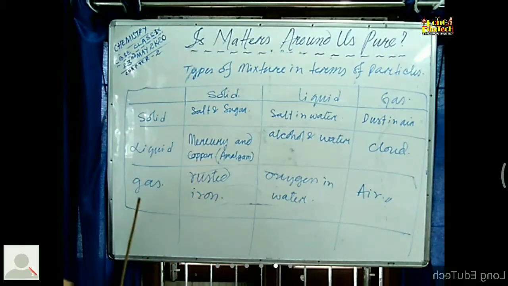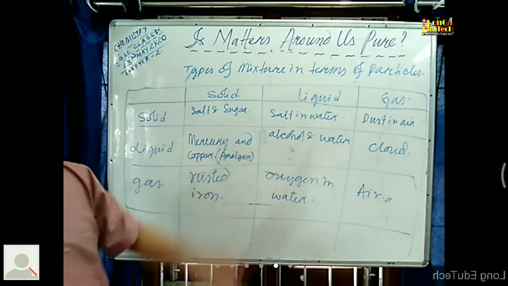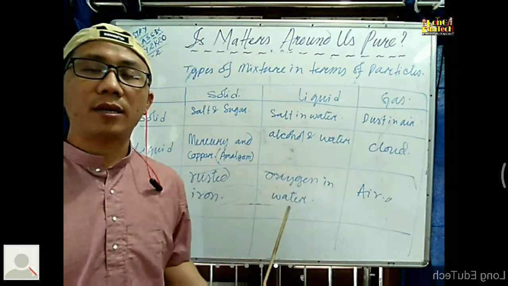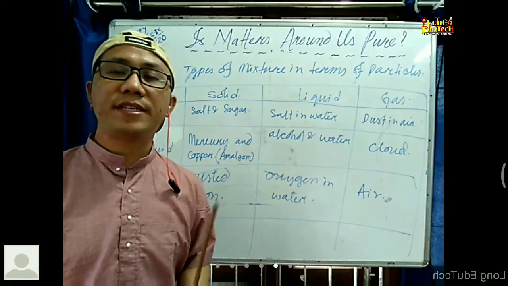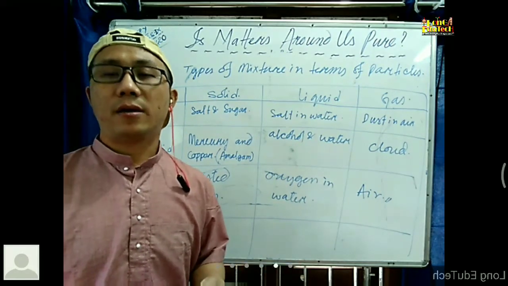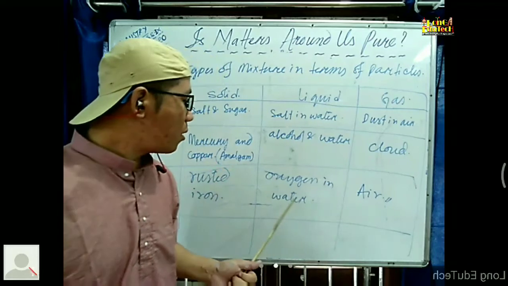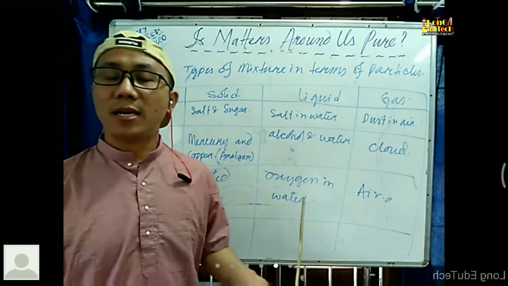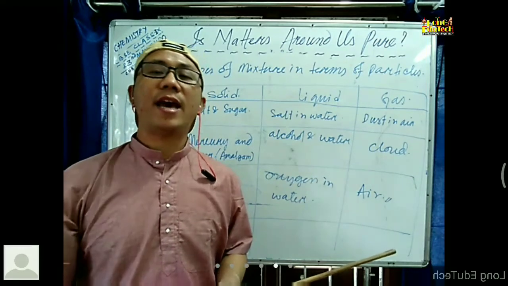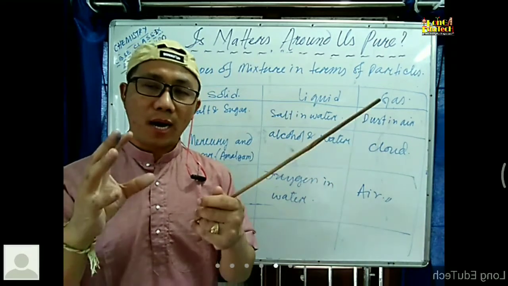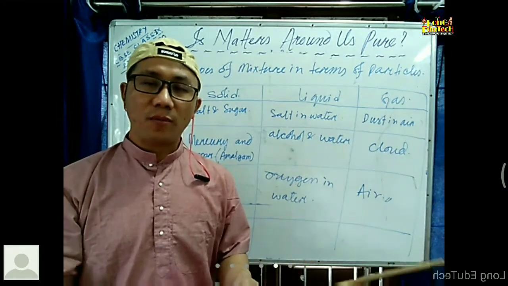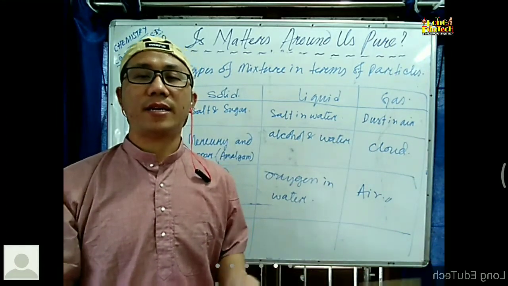And next is gas-liquid. Oxygen dissolved in water, or oxygen in water. You know those animals who live deep inside the sea? From where do they get oxygen? They get oxygen from the water. If the depth of the water increases, then the solubility of oxygen or gas in the water increases. So from there, through the gills, they separate out the oxygen and use it.